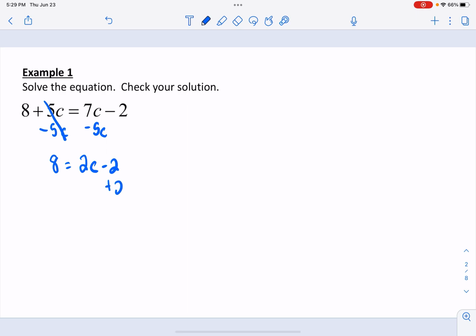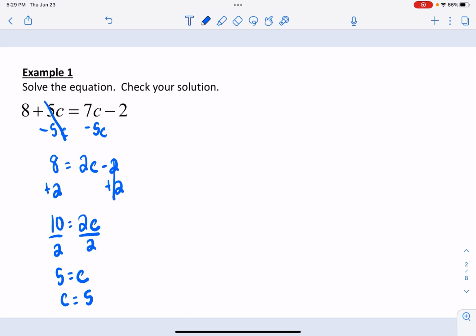So now I add a 2 over. Cancels out my 2. I have 10 equals 2c. I divide by a 2. So we get 5 equals c. And remember, with an equal sign, I can just flip the locations of those things if I wanted.